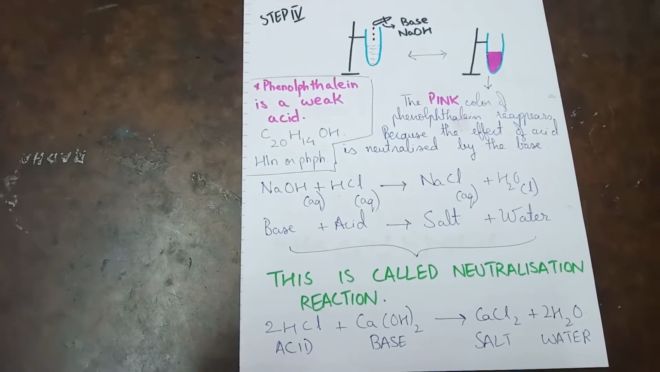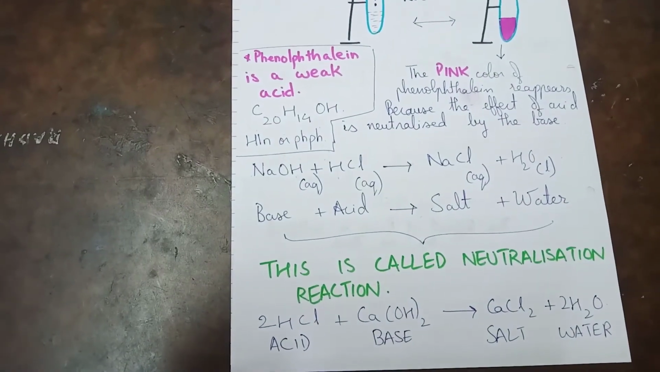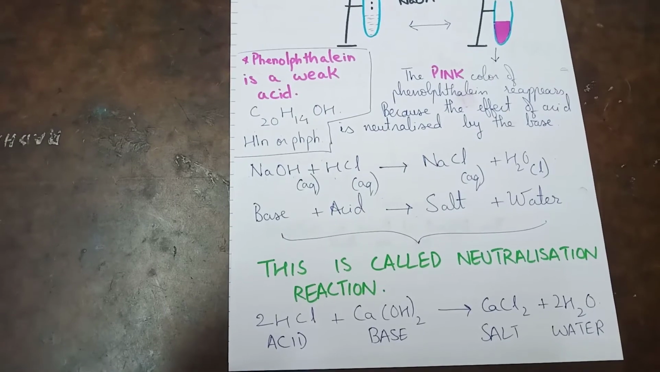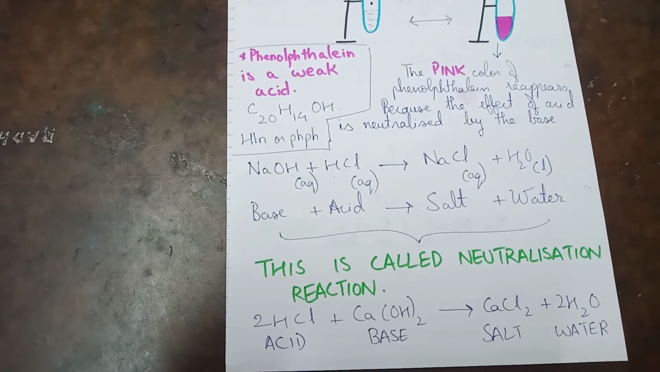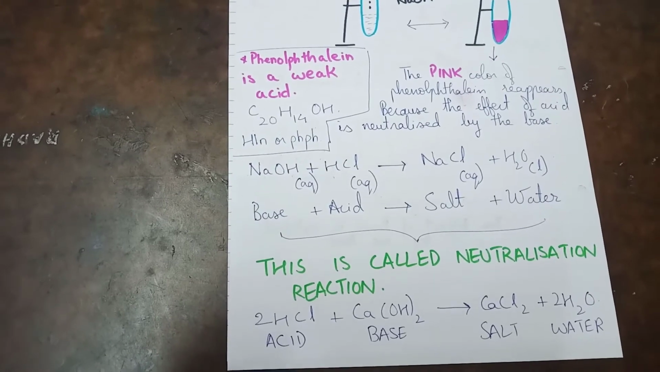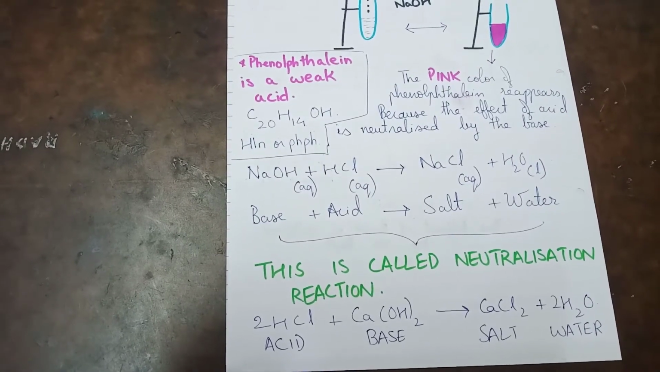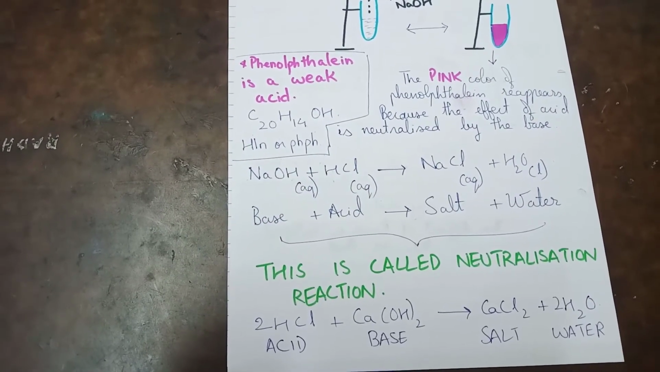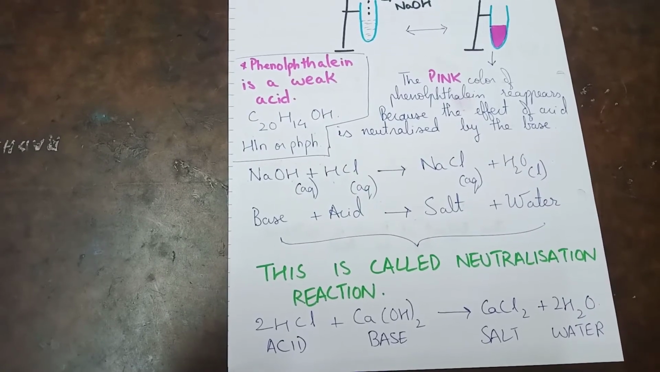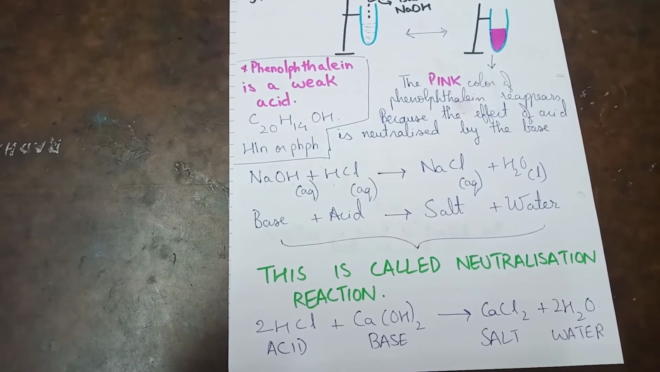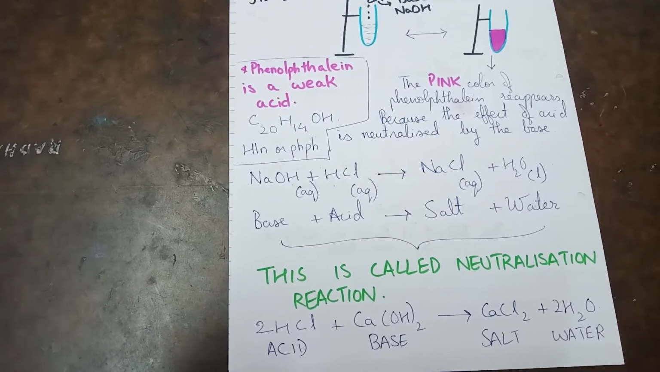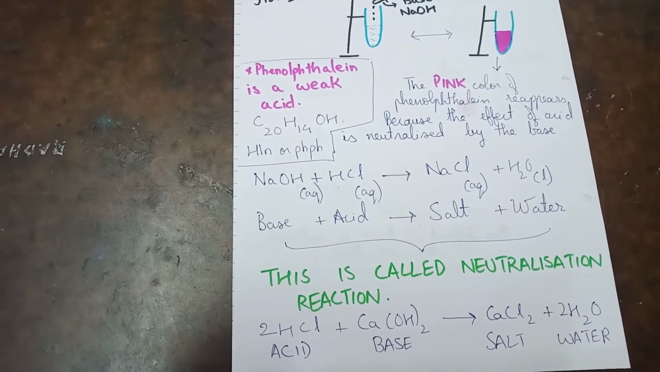So here, if you see, NaOH is reacted with HCl. As you all know, NaOH is a base in aqueous solution. In brackets you write the state, aqueous. NaOH is a base, and HCl is an acid. Both base and acid react together to give us salt and water. In the previous video I told you that this kind of reaction is called a neutralization reaction.